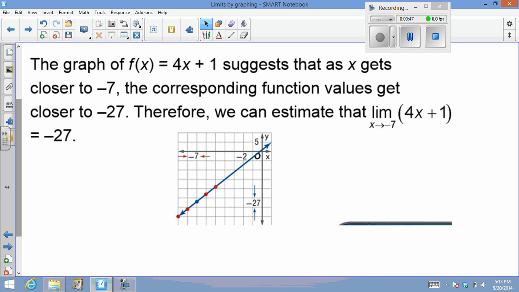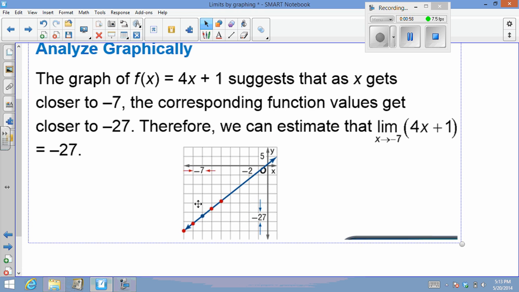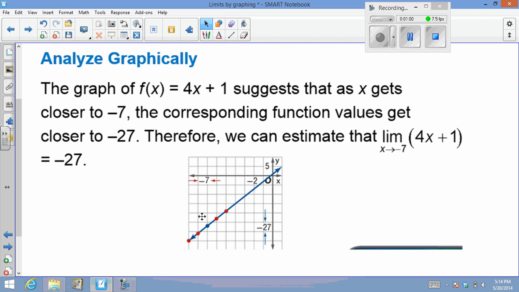It said we were concerned about when x gets closer to -7. So if x is getting closer to -7, that means we're looking at the x value right here. Let's try doing that. At x equals -7, I want to see what's happening with the graph as we get closer and closer to -7. I want to figure out what the y value is when we get closer and closer to -7. If I look at the graph and come over here, it's exactly at -27 based on what we can find with the graph.